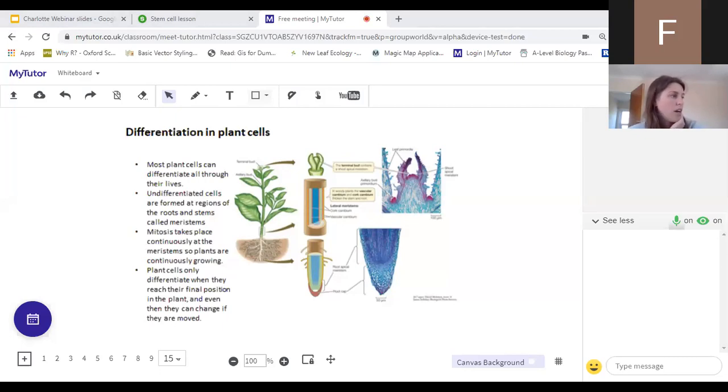Just running through any more questions. Are meristems a big part of the GCSE? They are a key word. They do come up in all of the different syllabuses, so it's worth knowing about them. But all you need to know is that they're where stem cells are produced in plants. You don't need to know any more detail than that.